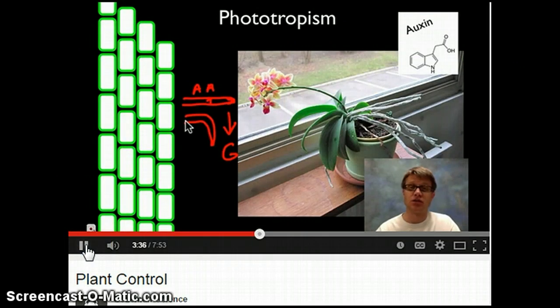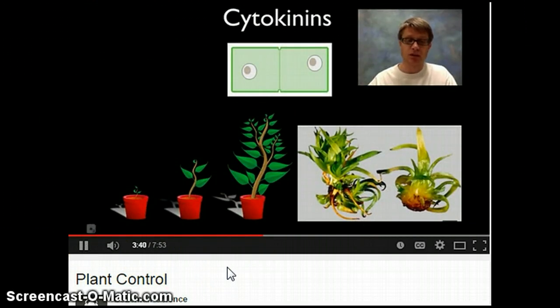And so basically, auxin's a great way for us to respond to our environment. Next one is going to be something called cytokinins. Cytokinins, if you break down the word, it's really easy to figure out this one. It's basically cytokinesis. So we're taking one cell and we're dividing it in two cells.